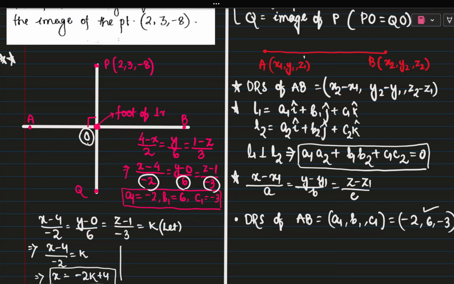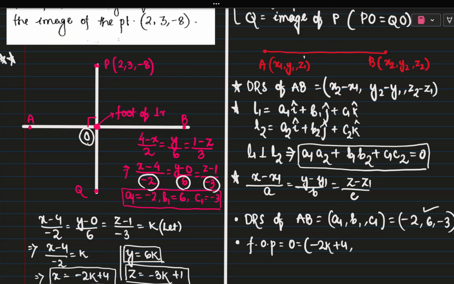Similarly, y equal to 6k. And z will be equal to minus 3k, and the minus 1 will go there as plus 1, so z equals minus 3k plus 1. As we have this point x, y, z on the line AB, the foot of the perpendicular O has coordinates: the first coordinate x, that is minus 2k plus 4, the second coordinate y is 6k, and the third coordinate is minus 3k plus 1. So that is your foot of the perpendicular in terms of k.